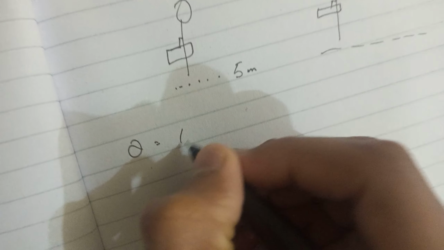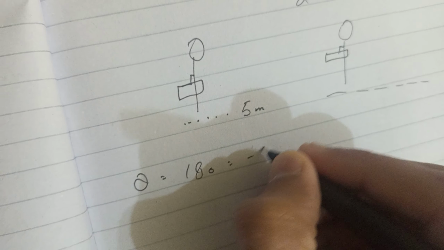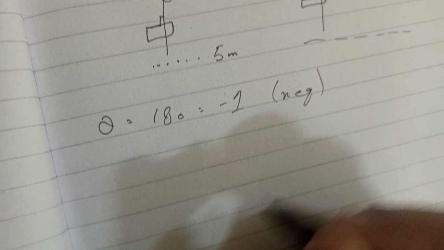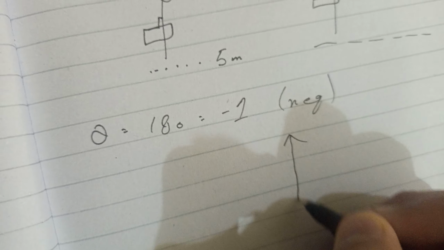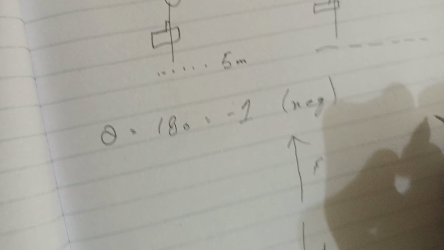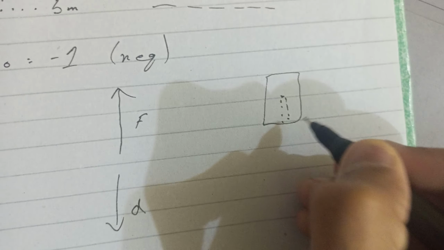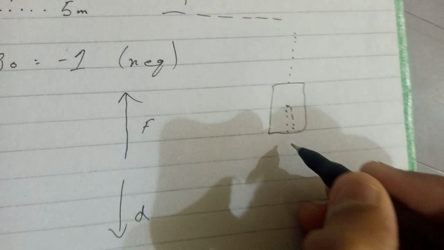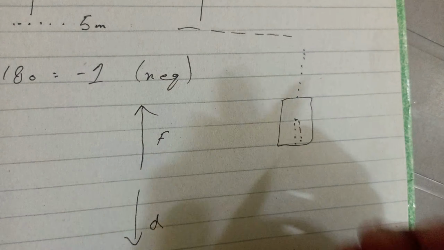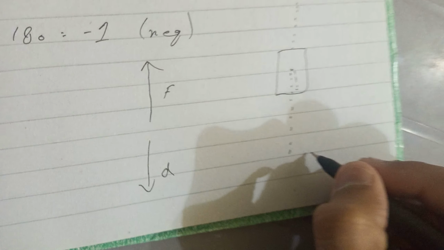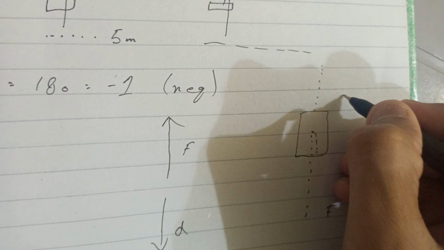The third and last angle that we have is 180 degrees, for which cos theta is equal to -1, which is negative. This means that the force and displacement are opposite to each other. This is displacement, this is force. For example, if you are in a lift and you are going upside to the top floor, as you know, when we go upside, the gravitational pull attracts us downwards. So there will be the force in one direction, and the displacement in the other.